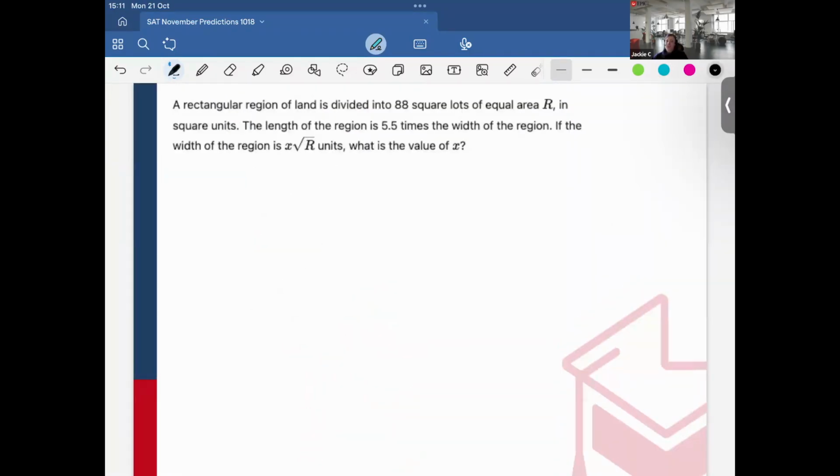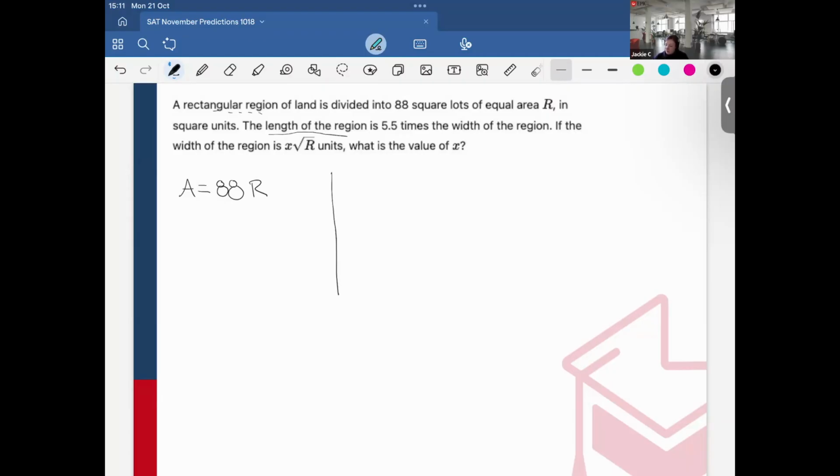Wasn't it amazing? Okay, so next we have a rectangular region of land is divided into 88 square lots of equal area r in square units. The length of the region is 5.5 times the width of the region. If the width of the region is x root r units, what is the value of x? Okay, so if the area is divided into 88 square lots of equal area r, if I multiply 88 by the area r, this would give me the area of the rectangular region of land.